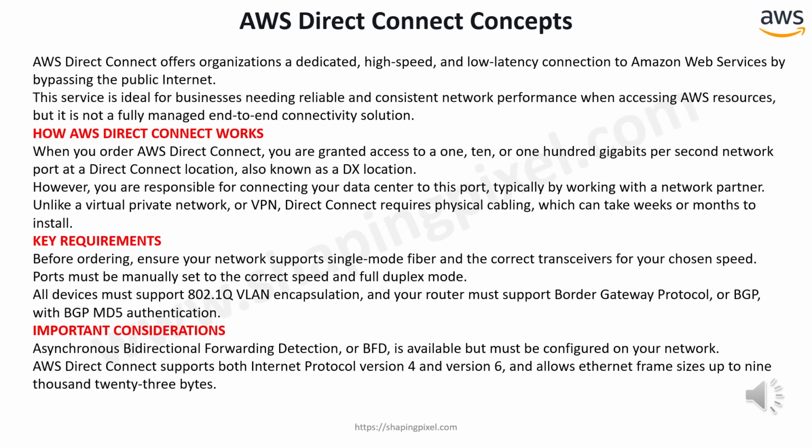Ports must be manually set to the correct speed and full duplex mode. All devices must support 802.1q VLAN encapsulation, and your router must support Border Gateway Protocol, or BGP, with BGP MD5 authentication. Asynchronous bidirectional forwarding detection, or BFD, is available but must be configured on your network. AWS Direct Connect supports both Internet Protocol version 4 and 6 and allows Ethernet frame sizes up to 9,023 bytes.